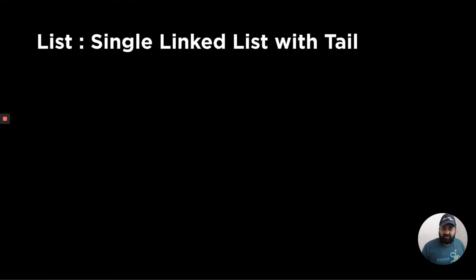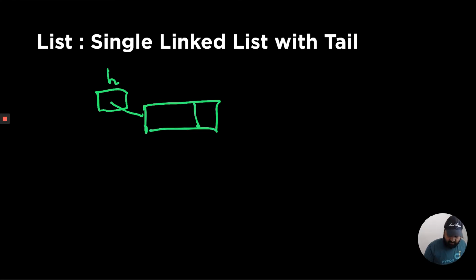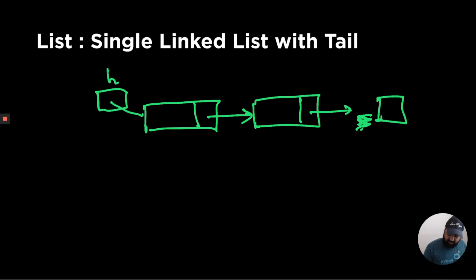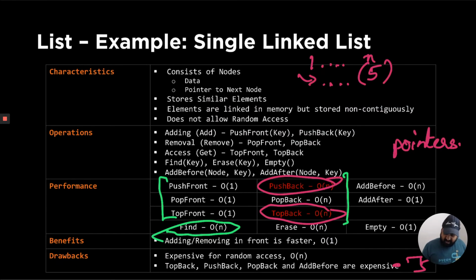The first one we are going to discuss is the single linked list with tail. Earlier, we had a head that was pointing to the first node, and the first node was pointing to another node, and so on, and the last one was pointing to null. Now, if we keep a tail pointer, instead of having a null here, there's another node which stores the tail. This allows us to improve the performance of pushback and topback.